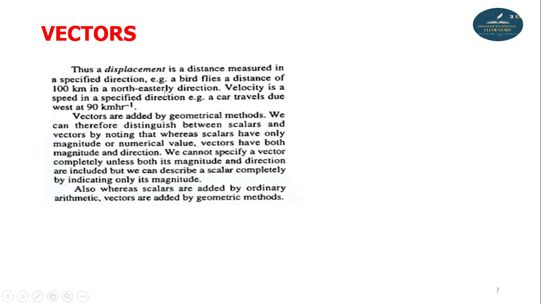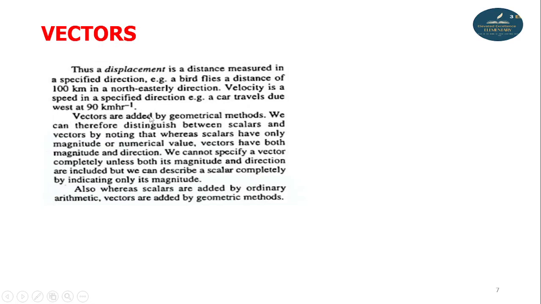So supposing it was the distance we're finding, we would only write 100 kilometers. But since we are working with displacement, which is a vector quantity, we work with the magnitude as well as the direction. Velocity is the speed in a specified direction, e.g. a car travels due west at 90 km per hour. The 90 km per hour here is the magnitude, while due west is the direction it travels.